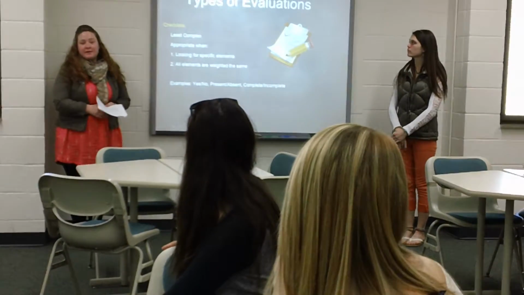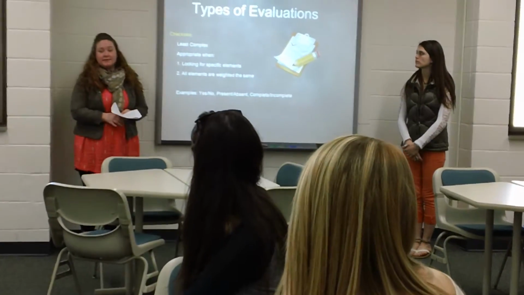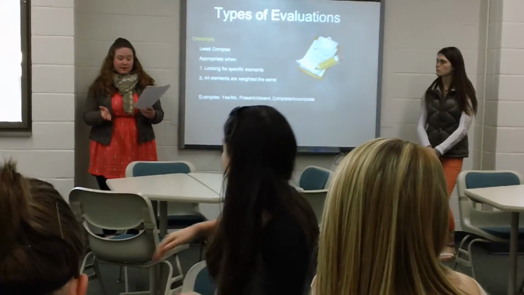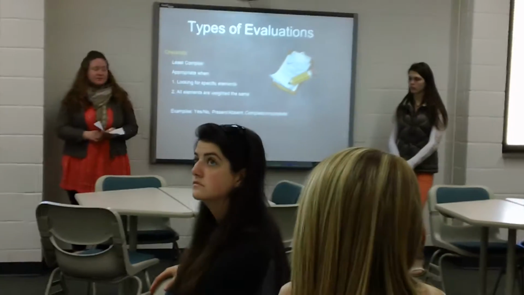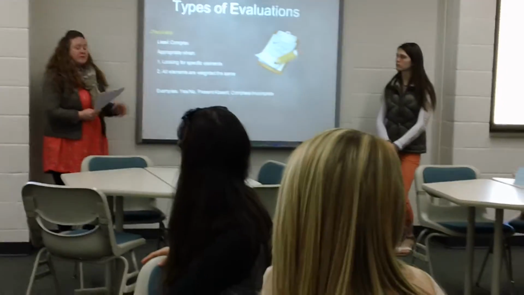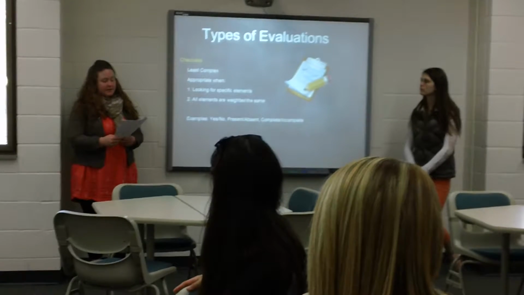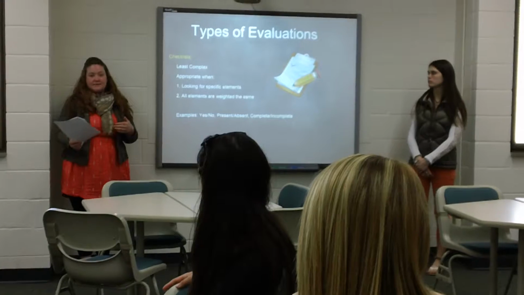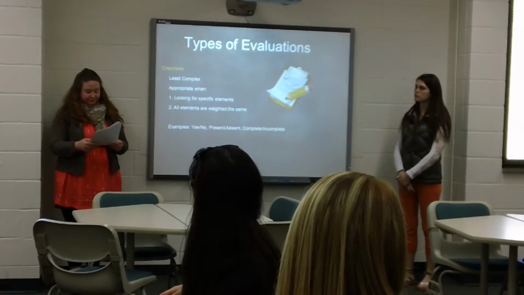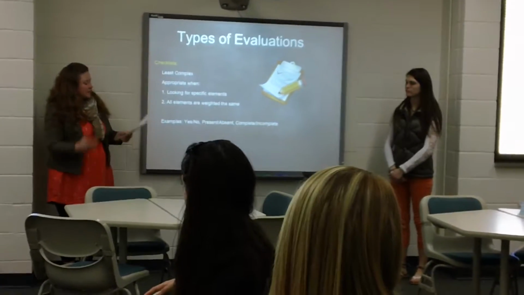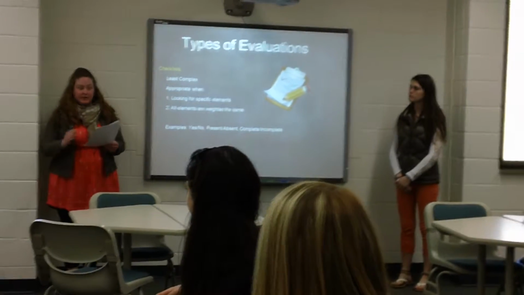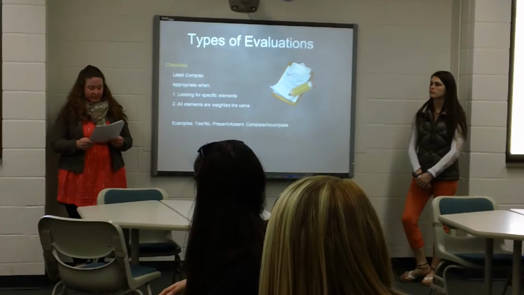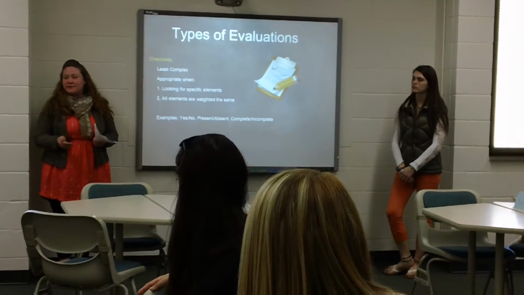And there are 3 types of evaluations. The first are checklists, which are the least complex. They're a quick and easy way to assess based on specific criteria, such as behaviors or characteristics. It's appropriate when you're looking for specific elements, and all elements are weighted the same. So examples would be yes and no, present, absent, complete, or incomplete. The downfall with these is that it doesn't give recognition and variation in quality, and you assign no higher or lower values based on particular skills, which gives the students less clear feedback.